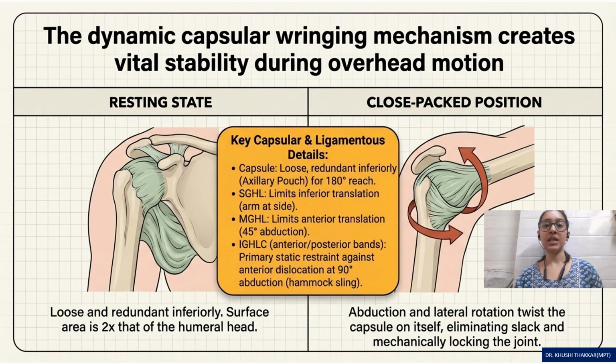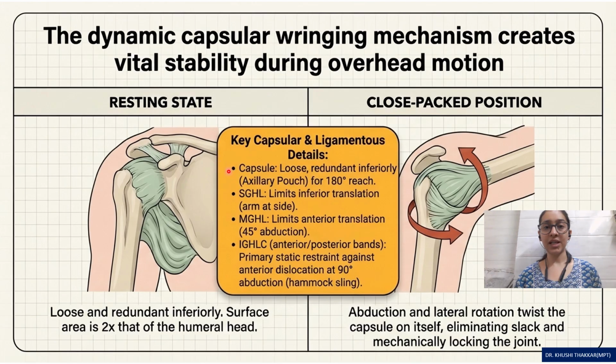We have discussed that we have the fibrocapsular glenoid labrum. This is the glenoid cavity, and the labrum is attached at the rim of this cavity. We have the capsule of the shoulder joint, which connects the scapula, that is the glenoid fossa, to the humeral head. We have the coracohumeral ligaments and the transverse humeral ligaments. Now let's move to the capsule.